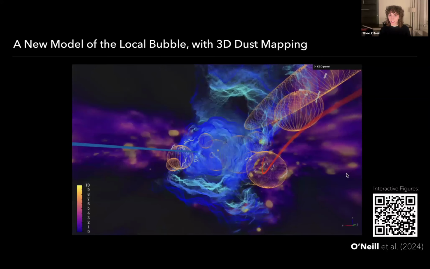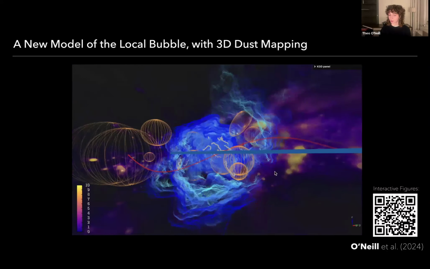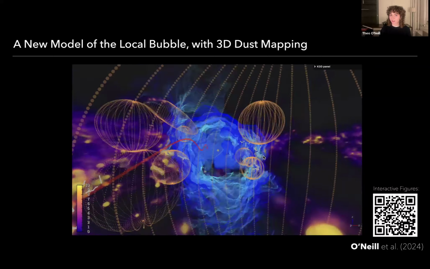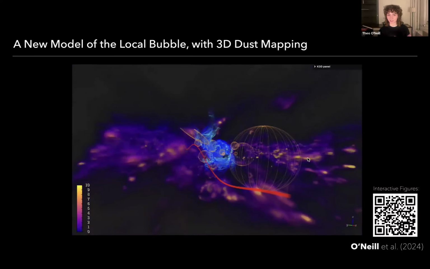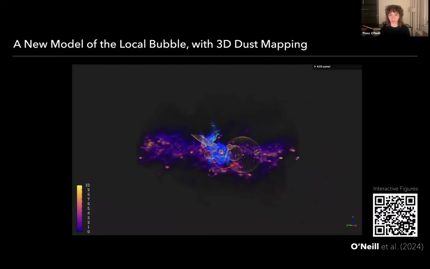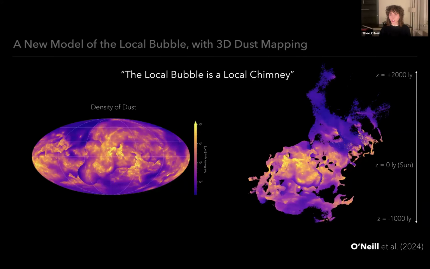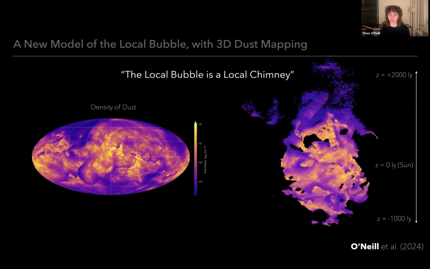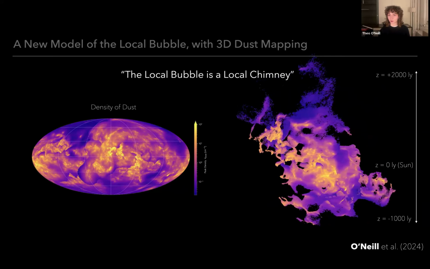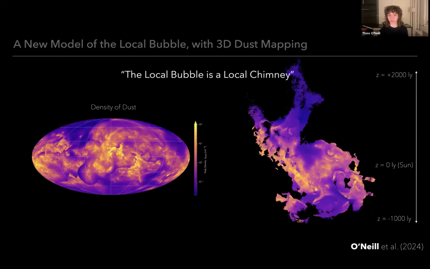But so what I'm showing here in shades of purples and yellows is the 3D dust. And then in blue is our new model of the local bubble, as well as, in other colors, a variety of other structures in our solar neighborhood. What I'll show here is just the new local bubble model by itself. This is colored according to the density of dust on the surface.